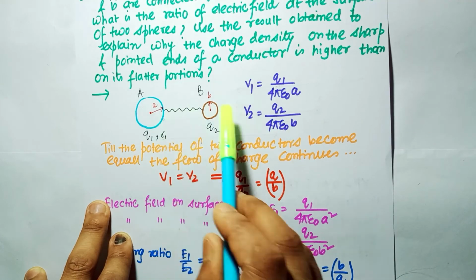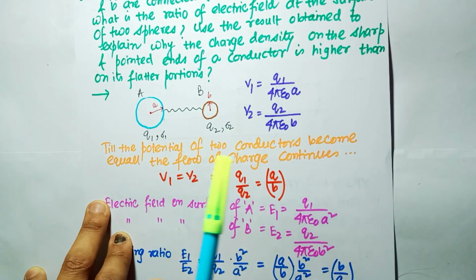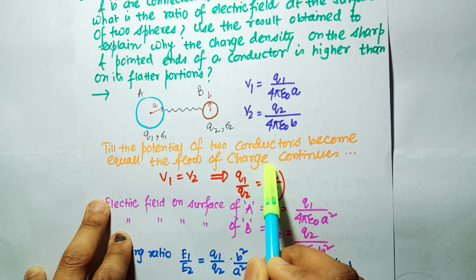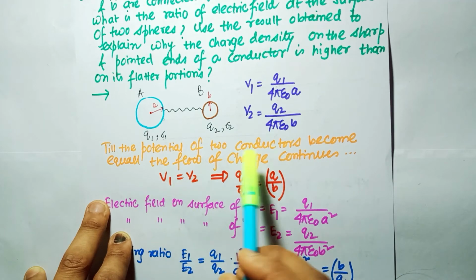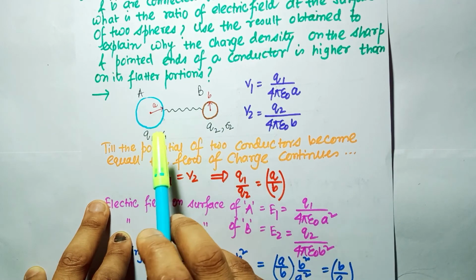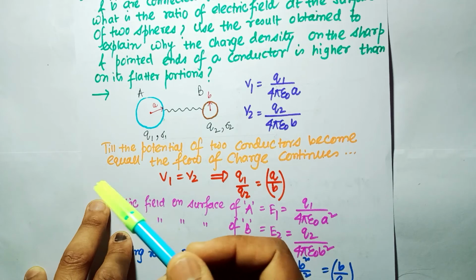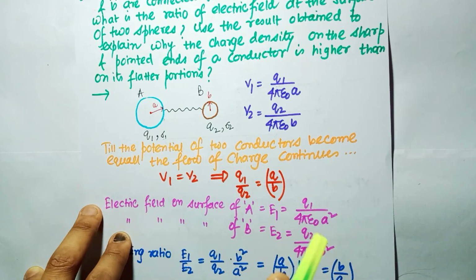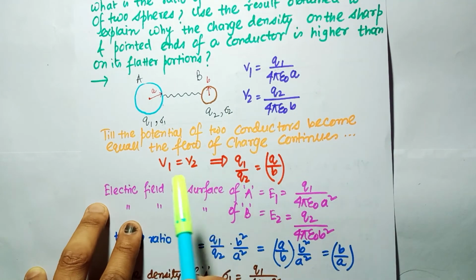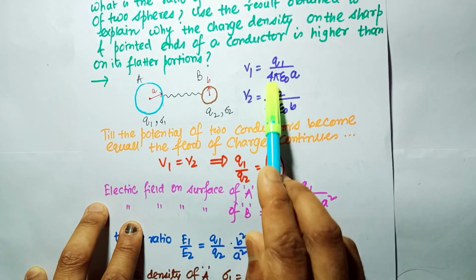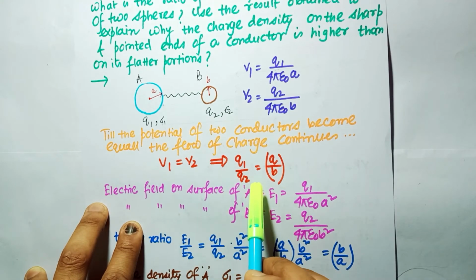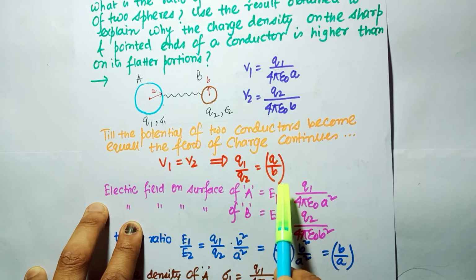Both the spheres are connected by the wire. Until the potentials of the two conductors become equal, the flow of charge continues, because the charge will flow from the higher potential to the lower potential. So at equilibrium we can write that V1 is equal to V2. After equating these two, we get the relation Q1 by Q2 is equal to A by B.